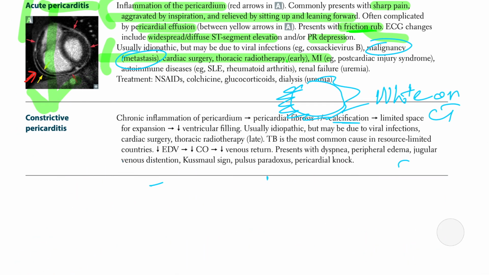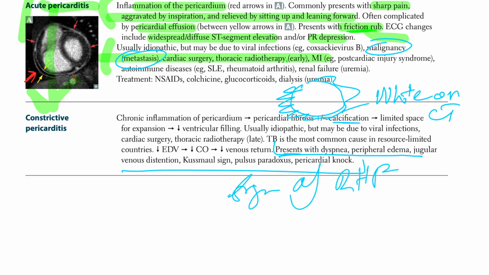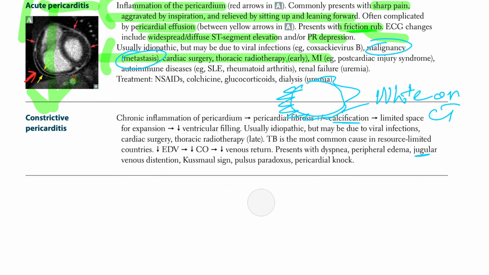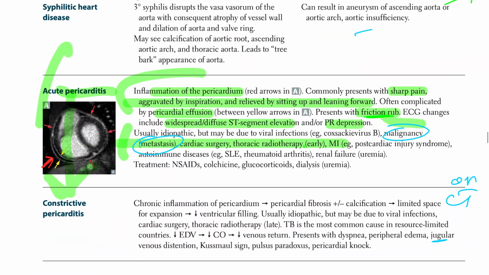Okay, and that is going to be, in a nutshell, if you look at all these symptoms here, they are signs of right heart failure. You see peripheral edema, JVD. Also, you will see hepatomegaly and pulsus paradoxus, Kussmaul sign, pericardial knock. Okay, and that is going to be all for pericarditis.